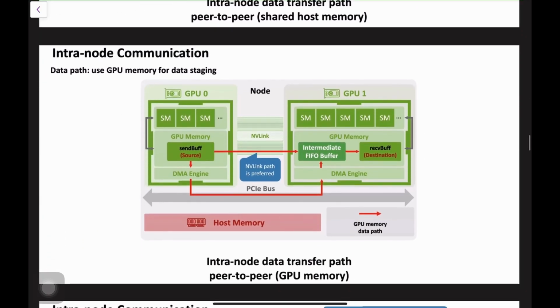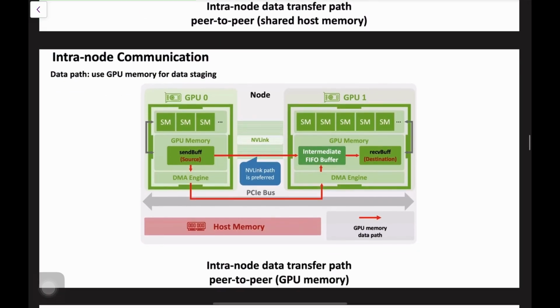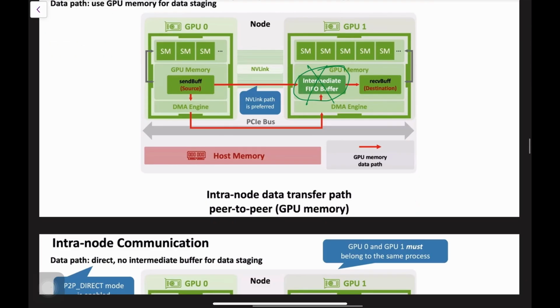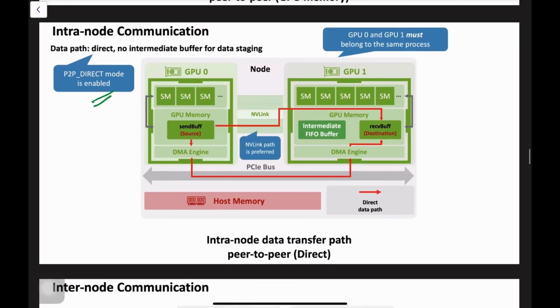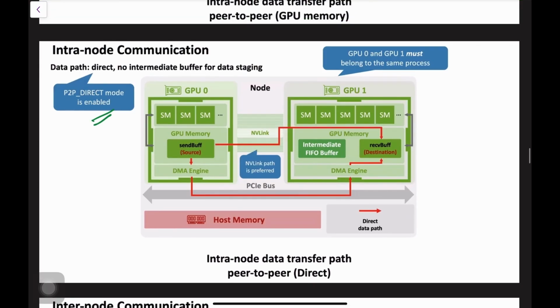Now we can completely bypass this host memory, and we can directly go through the PCIe bus or NVLink. If it is available, NVLink is preferred. But here first it goes into an intermediate FIFO buffer inside GPU 1, and we can also avoid this completely if we use P2P direct mode. If P2P direct mode is enabled, then data will directly go from GPU memory in GPU 0 to GPU 1's receive buffer, which can happen through NVLink or PCIe bus. Note that both GPU 0 and 1 must belong to the same process.